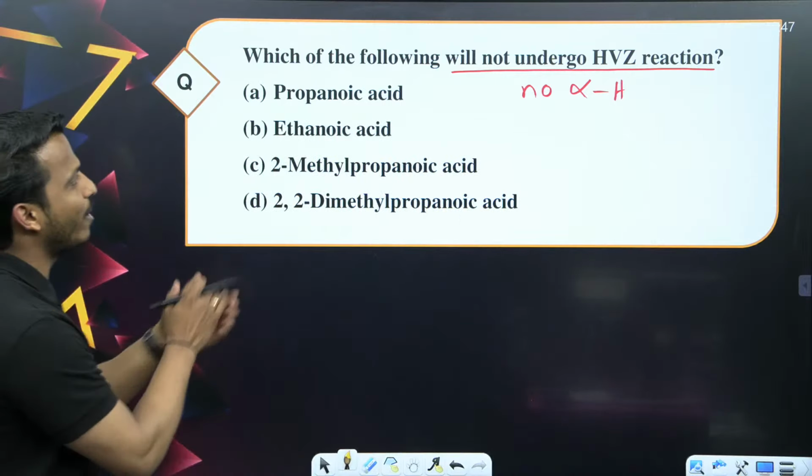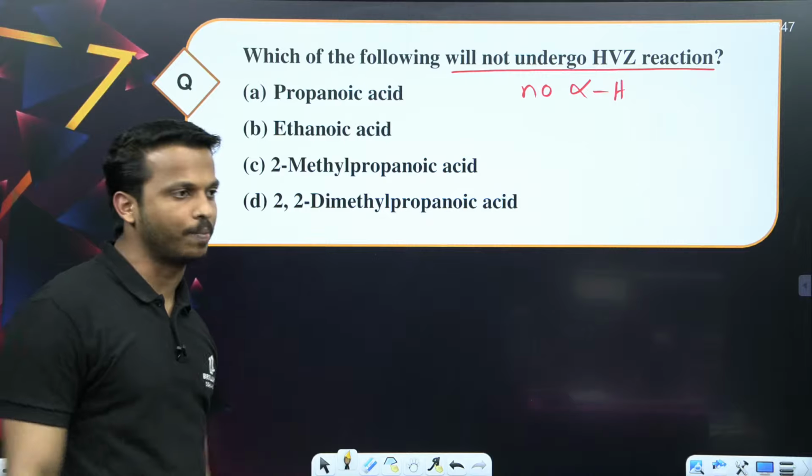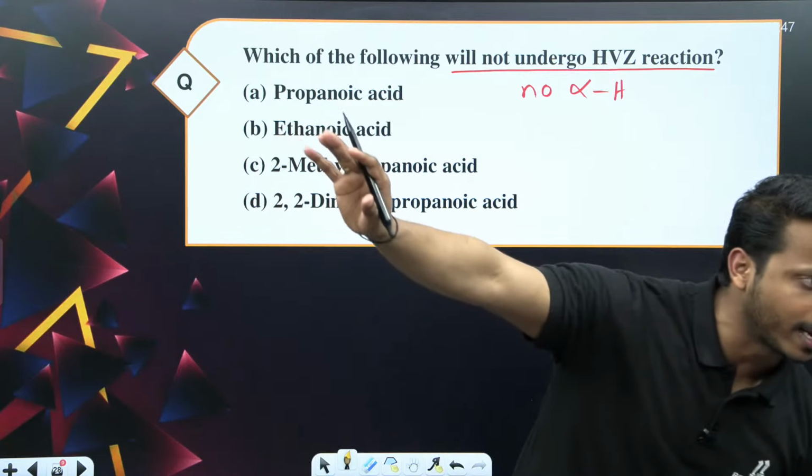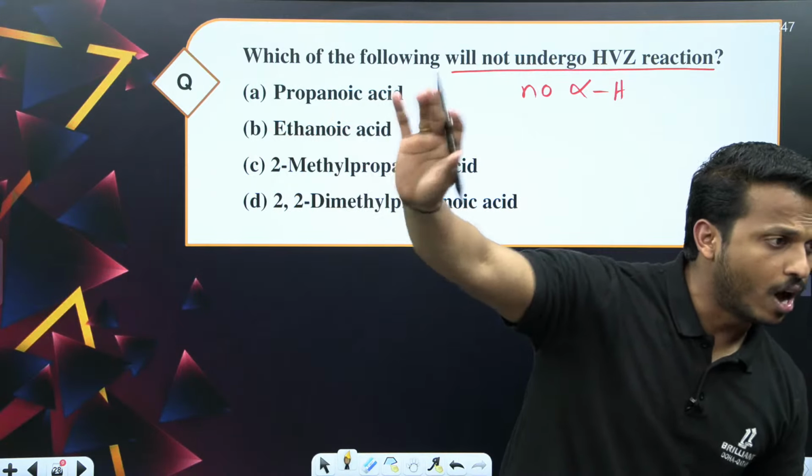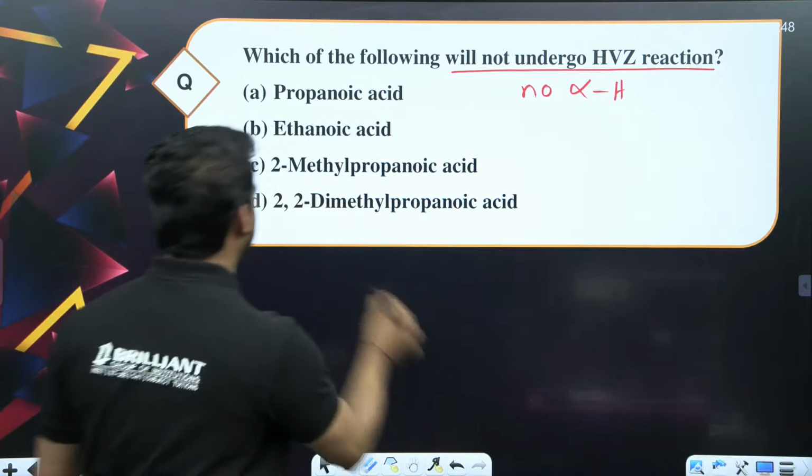So which of the following will not undergo HVZ reaction? I think the answers are ready. Option D is the correct answer given. You are going with option D. Yes, let me check it here.